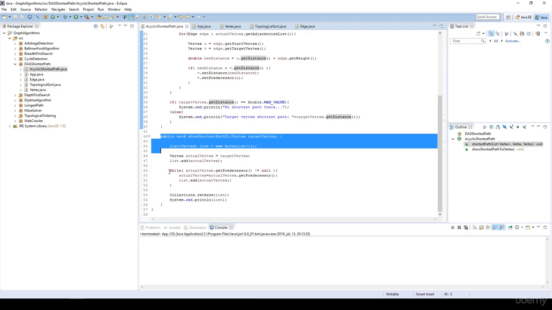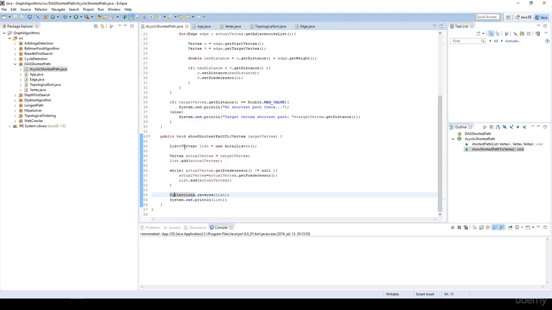The show shortest path algorithm basically has a list of vertices. We start at the target vertex, we add it to the vertex list, and while the predecessor is not null, we keep getting the predecessor until we bump into the situation when the predecessor is null. We add it to the list and we have to reverse it, and we just print it out. So basically this is how we track the shortest path itself, as we have seen for Dijkstra's algorithm and for Bellman-Ford algorithm.